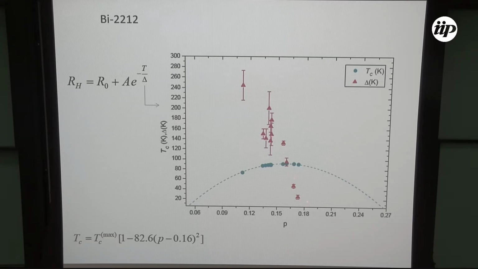And then those are the points. There are two points inside the dome, so those results, in a sense, indicated that the pseudogap phenomena is in coexistence with superconductivity.